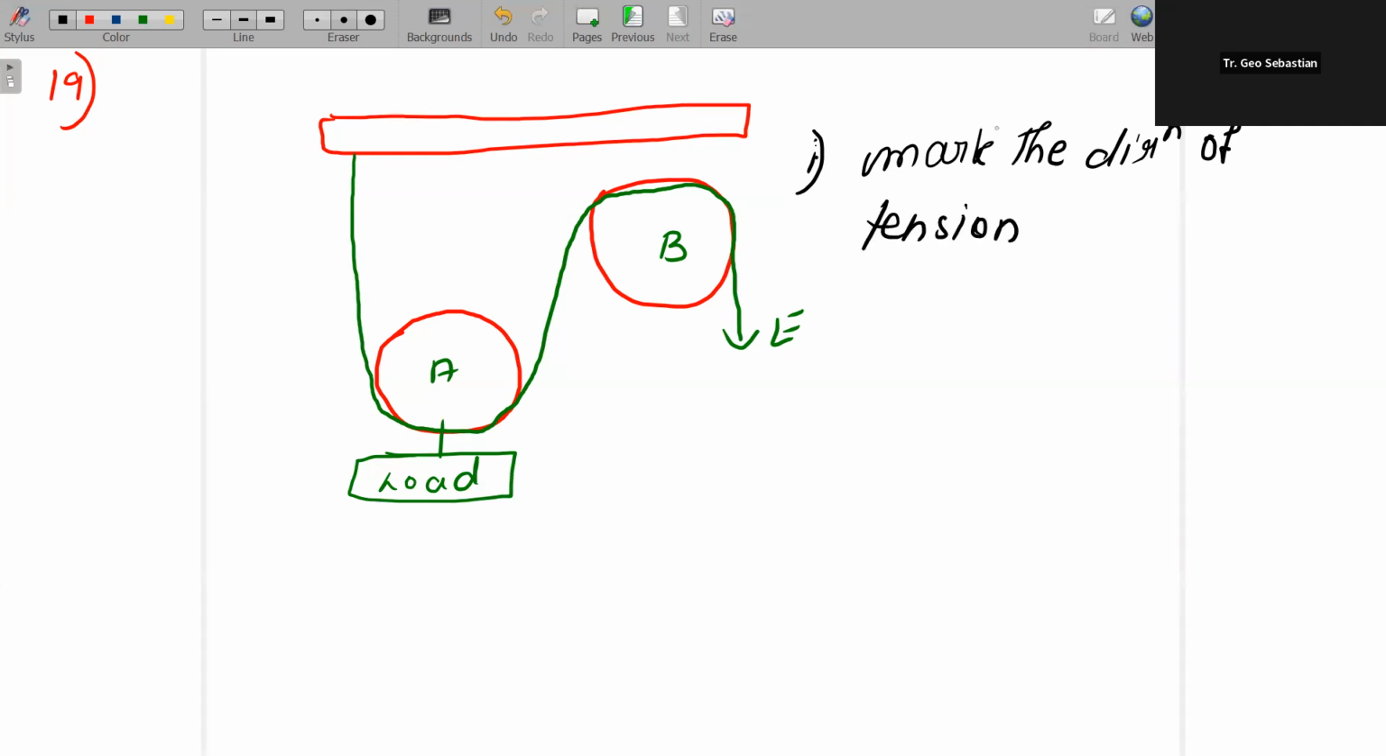I taught you one trick to remember that. What was that? The opposite direction of load or effort. Do you remember? So here the load is like this, so here it will be the opposite tension. Here the effort is like this, so here also it is tension. Understood?